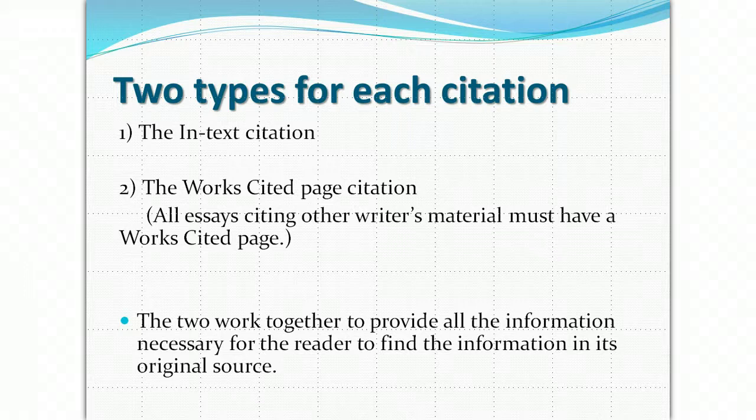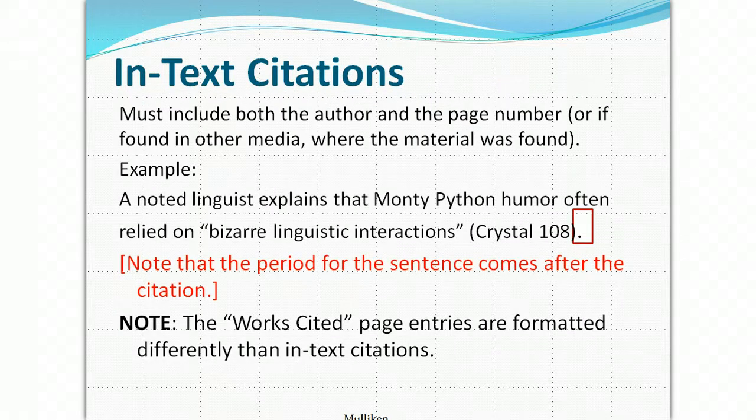As a reader, the two types of citations work together to provide all the information that is necessary for the reader to find the information again in its original source. In in-text citations, you must include both the author and the page number, or where found in other media, that you located the information.